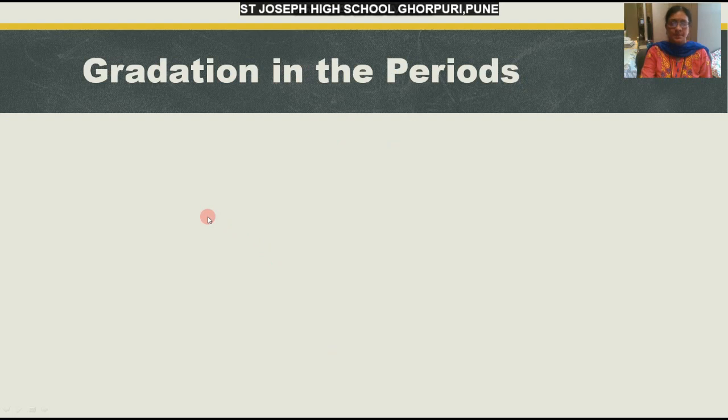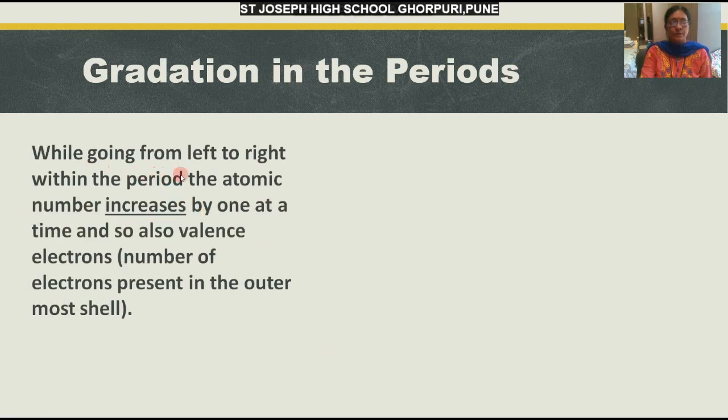Gradation in the periods. While going from left to right within the period, the atomic number increases by 1 at a time, and so also the valence electrons. Now, what are valence electrons? They are the number of electrons present in the outermost shell.